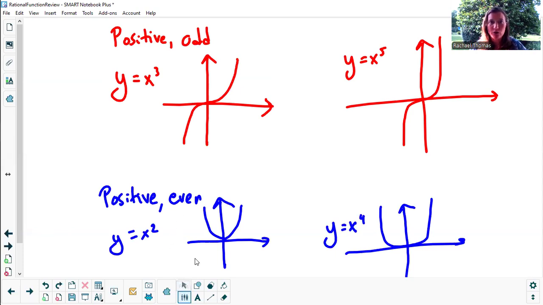Remember, if we label these quadrants, it would go 1, 2, 3, 4. So quadrants 1 and 3 for the odds, whether it's x to the third, x to the fifth, x to the seventh, has a sort of appearance.